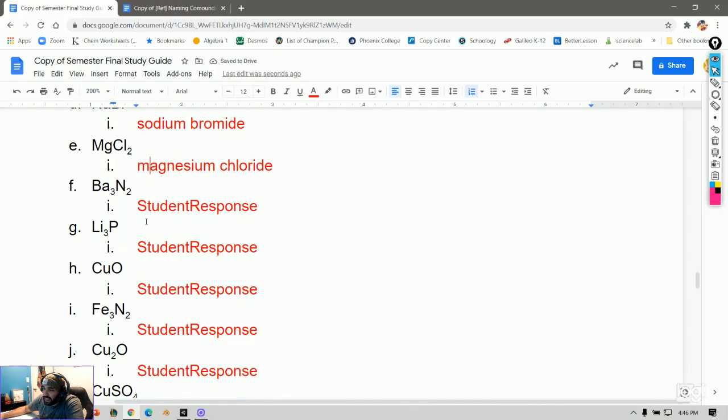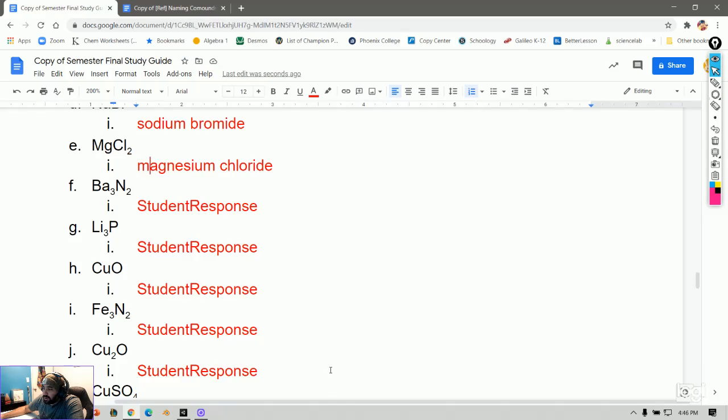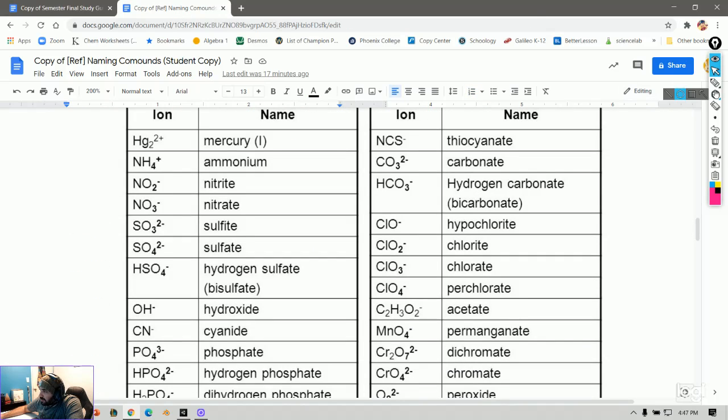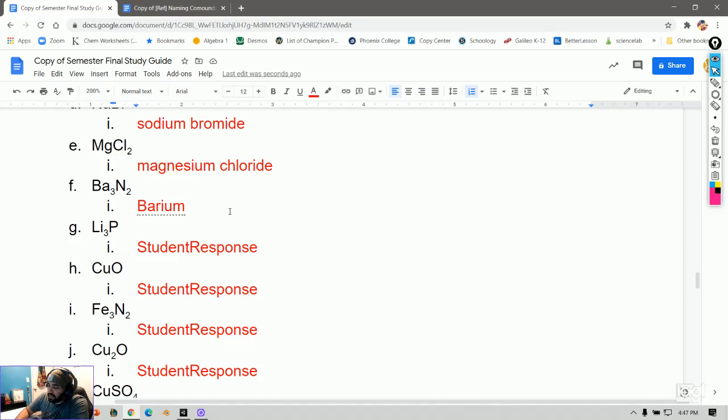Okay, this next one, Ba and N. Well, if I look for Ba, it is right here. It does not require a Roman numeral again. So I'm going to call this barium. And then N, right? Do I call it nitrate, nitrite, nitride? Well, nitrate and nitrite, don't forget, those are the names of polyatomic ions, right? I don't want to call it that because there's no oxygen in this compound. So make sure you call it by its correct IDE name, nitride. And make sure it's all lowercase.